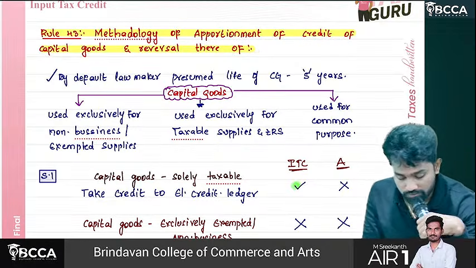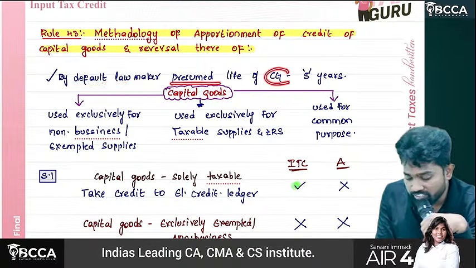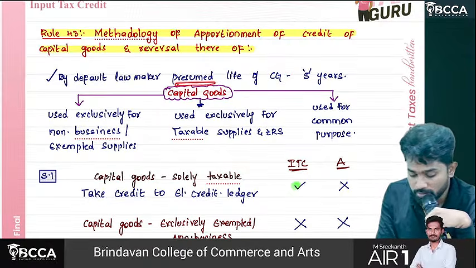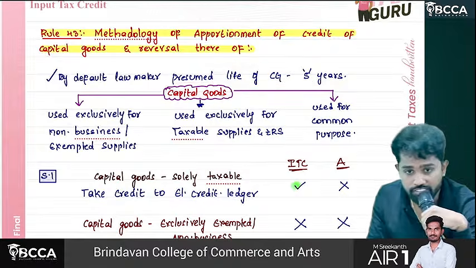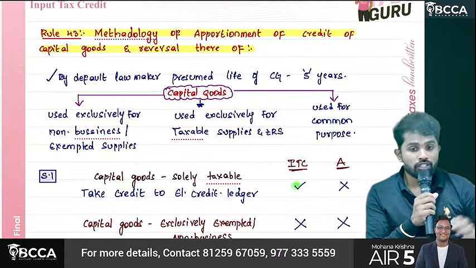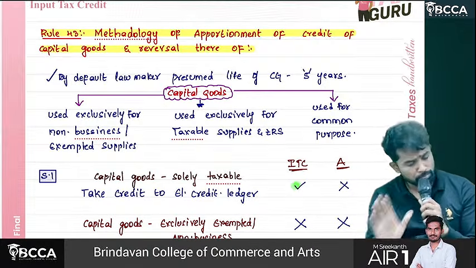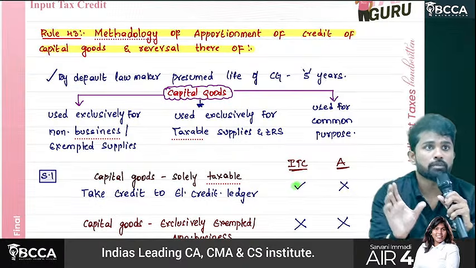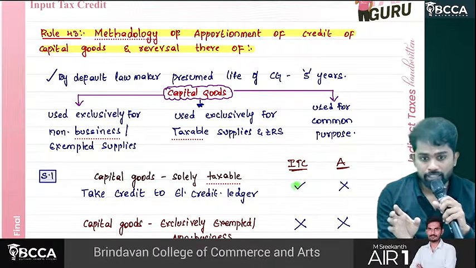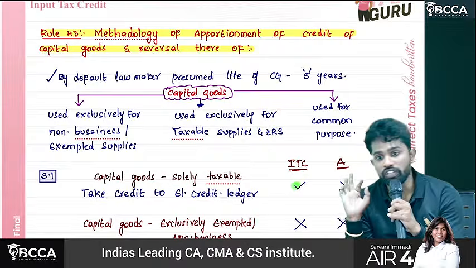Sir, under this section first, by default, lawmaker presumes life of capital good as how much? 5 years. Okay, now capital goods we need to check like what? Understand, sir, simple provision only. So during the month there is a capital good purchase. What we need to check? That capital good, is it exclusively for exempted or non-business purpose? We need to check.